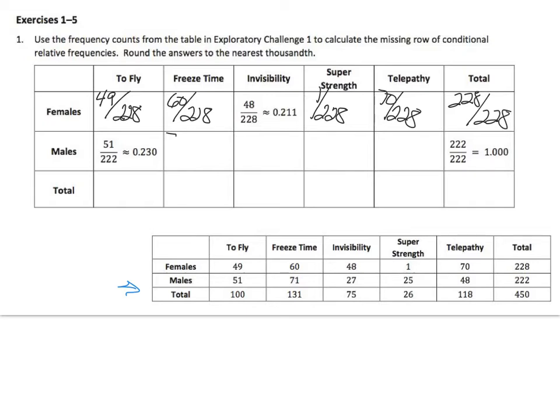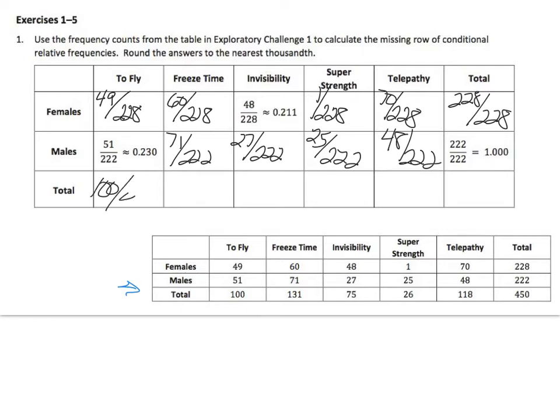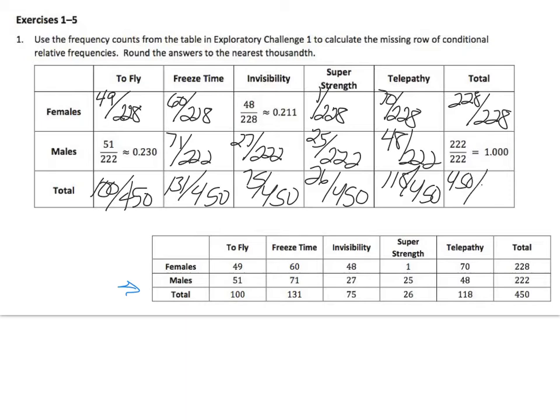Freezing time, 71 over 222 males, 27 over 222 males, 25 over 222 males, and telepathy, 48 over 222. And then this last row, 100 over 450, or 131 over 450, 75, and then 26 over 450, 118 over 450, and 450 over 450.